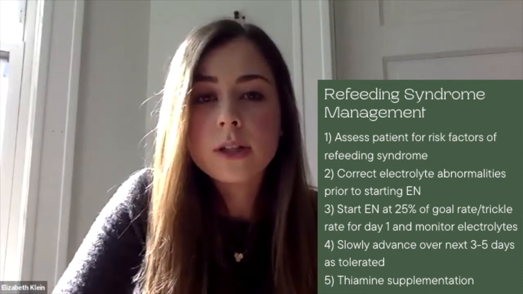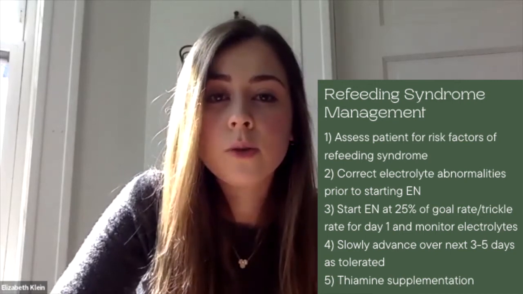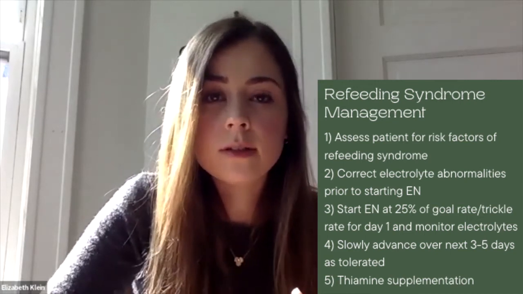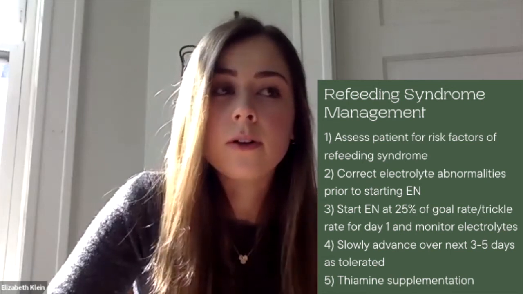You could also look at thiamine supplementation, especially if you are concerned for a deficiency in someone that hasn't been eating well for a long period of time, or in a patient with a history of alcoholism. They're known to have lower thiamine and be thiamine deficient.